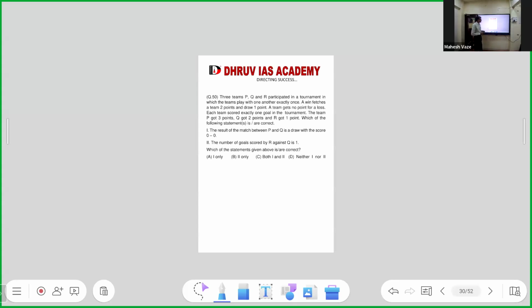The result of the match between P and Q is a draw with the score 0-0. The number of goals scored by R against Q is 1. Which of the statements given above is correct? So we'll see this.